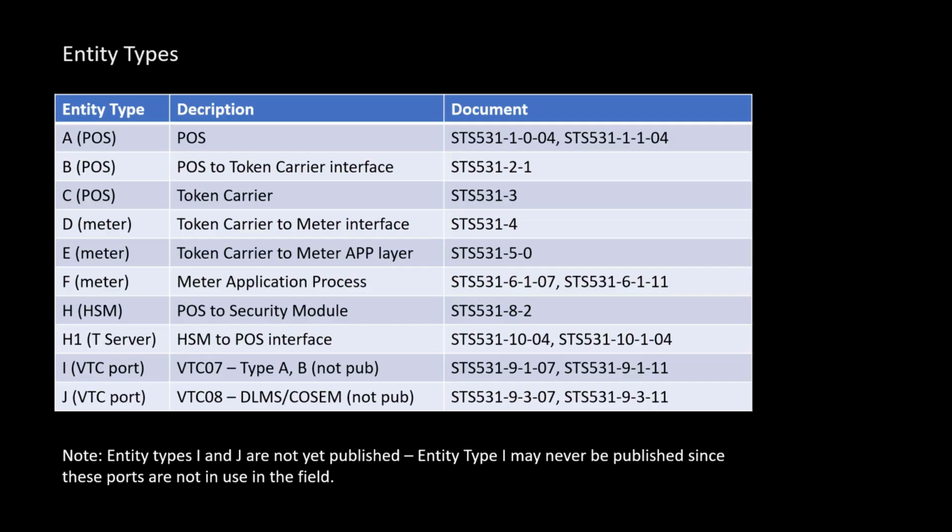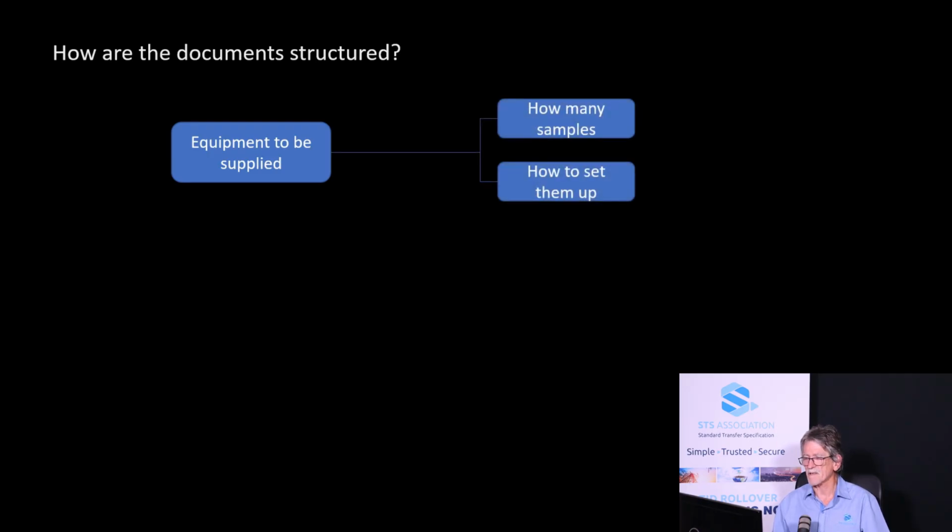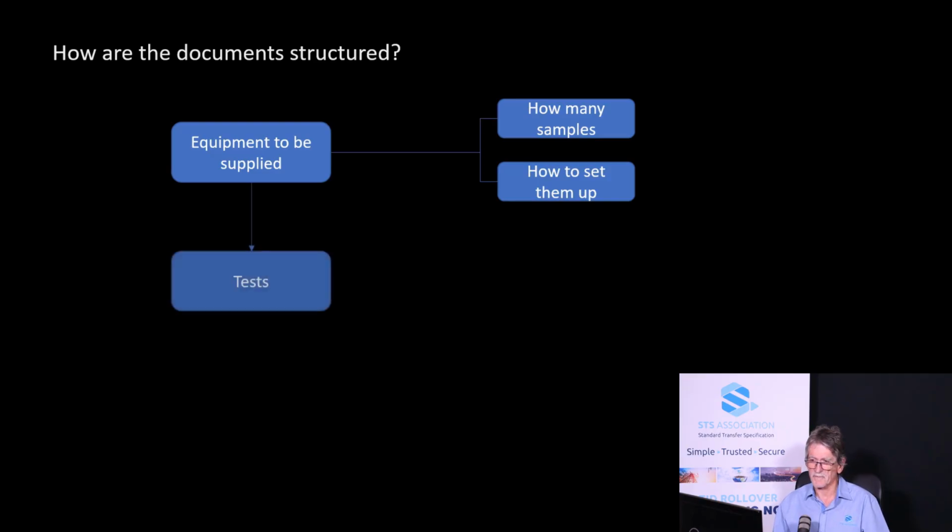And entity types I and J are the two VTC ports, both of which we've looked at in previous videos in the series, VTC07 being a port type A and B, and VTC08 being the DLMS COSEM port. Note that both entity types I and J are not yet published. They're still work in progress and under beta test. Entity type I may never be published since it is not used in the field. How are the documents structured? Well, right at the beginning of the document, you have the equipment to be supplied. And under that, it tells you how many samples you need to ship and how to set them up.